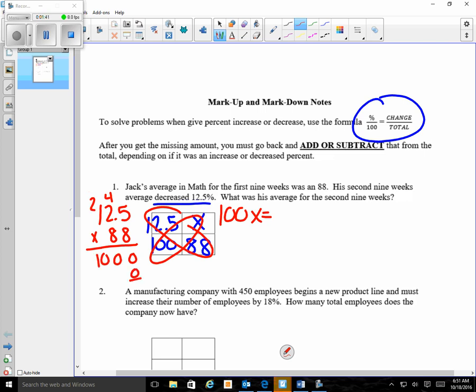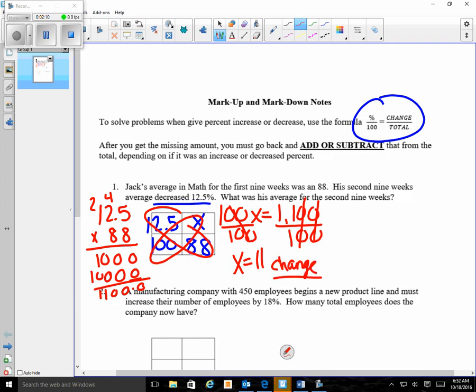So make sure you put your placeholder. I put a 0, Ms. Hall puts an X as a placeholder. Okay, so I get 1,100. So now to solve this one-step equation, I divide by 100. So here I'm going to shortcut it, and I'm going to take out my zeros. So x equals 11. So that is my change.